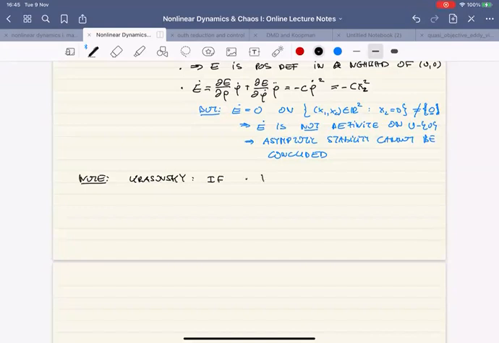If we have that V is positive definite on U minus 0, because I'm stating it in the context of this example, and V dot is negative semi-definite, so we are in the setting that we're looking at now, then this would be enough for stability.